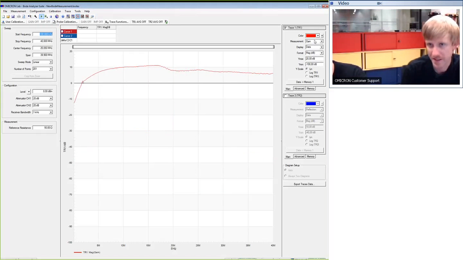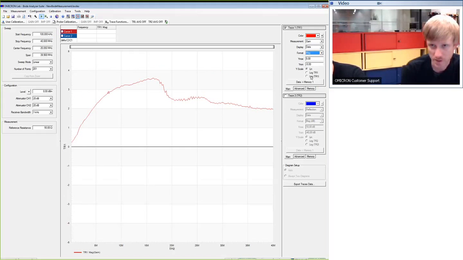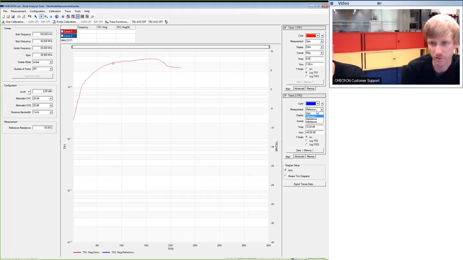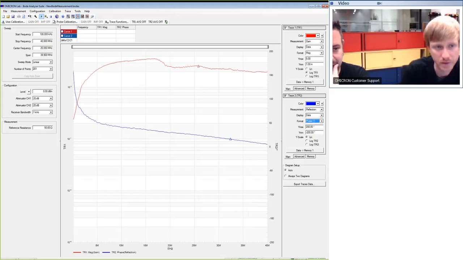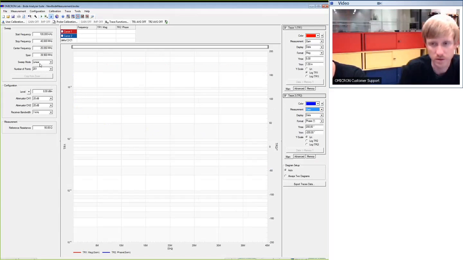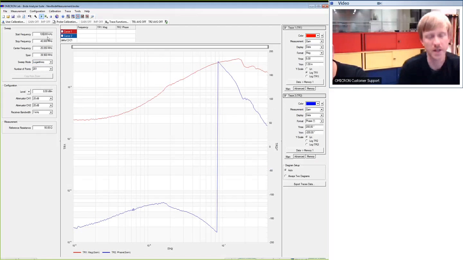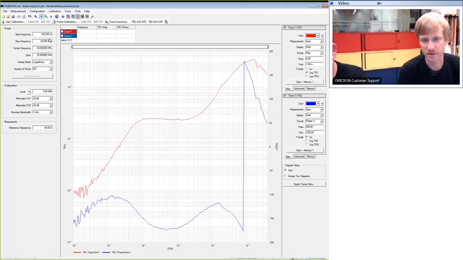The next thing is I would like to see the output impedance directly in ohms on a logarithmic Y scaling, and I also want to measure the phase of the impedance. And then to get a picture I'm used to, I will switch the sweep mode to logarithmic. And we will start at 100 Hz, since below 100 kHz there are the interesting things to see.